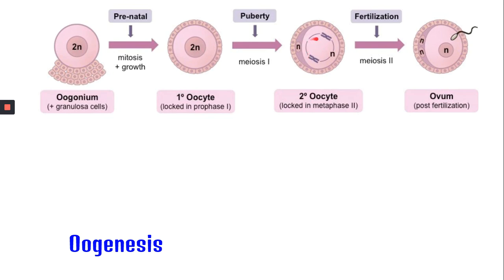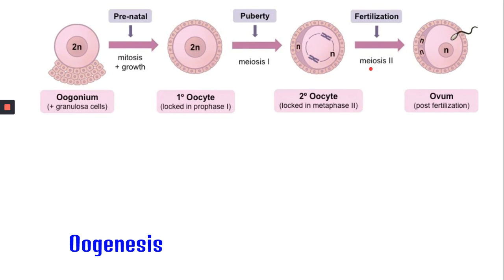But when these two haploid nuclei separate, the chromosomes don't separate equally. Sorry, the chromosomes will equally separate and become half, but the cytoplasm is unequally divided. The secondary oocyte gets lots of cytoplasm and a haploid nucleus, and the first polar body disintegrates or dies. Then the secondary oocyte will leave the ovary and go into the oviduct. While doing that, it is preparing for meiosis 2.